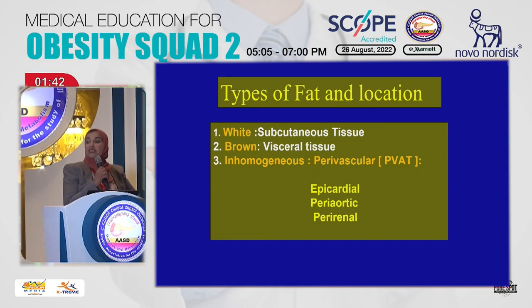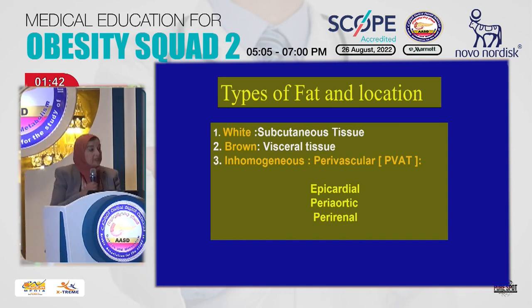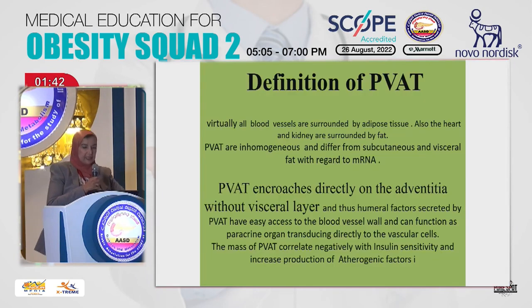Very interesting, it was seen what the types of fat are, as we all know. It depends on the location of the fat. We have the white fat, which is the subcutaneous tissue. We have the brown fat, the visceral tissue, and very importantly the inhomogeneous fat, which is the perivascular fat. It is epicardial, pericardial, and perirenal. This is really very important and amazing. What is the perivascular fat?